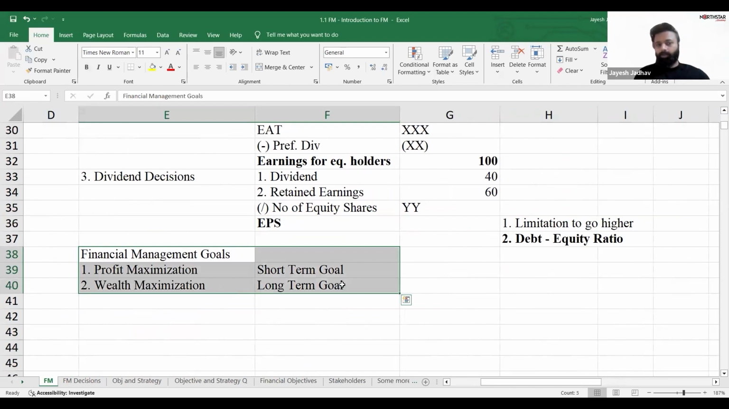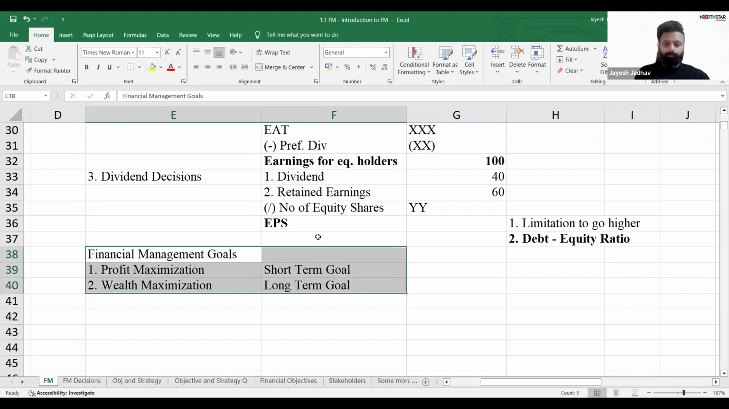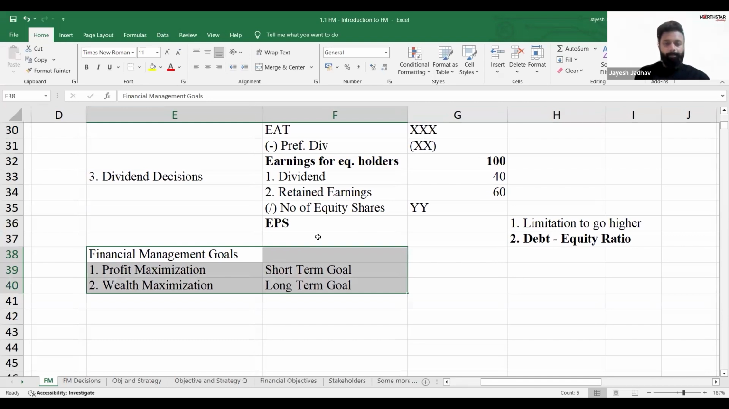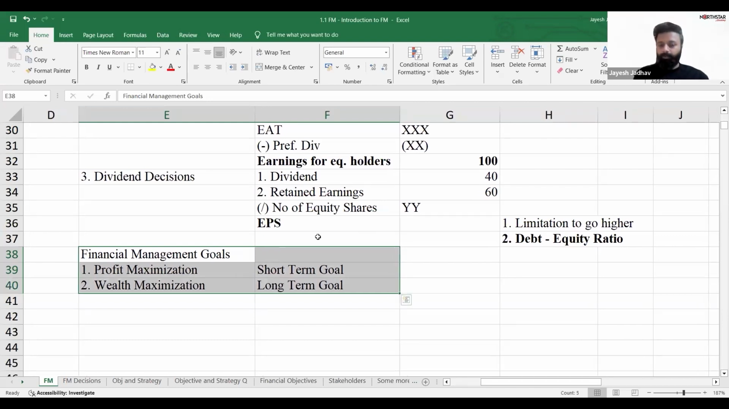There are two goals. In the short term, every business is going to look for profit maximization. But in the long run, every company ideally should aim for something called wealth maximization. Wealth maximization is when you are actually increasing the shareholders' wealth, whereas profit maximization is when you are trying to maximize your returns. Any doubt with any of these two concepts?